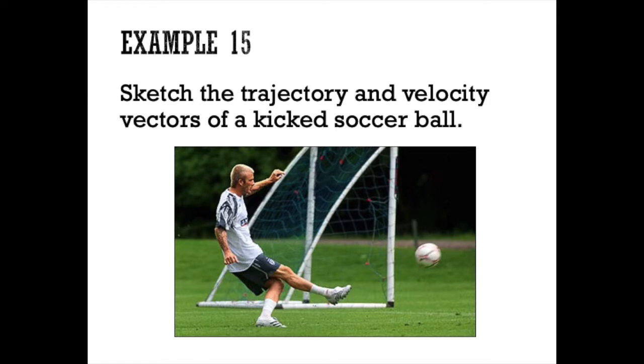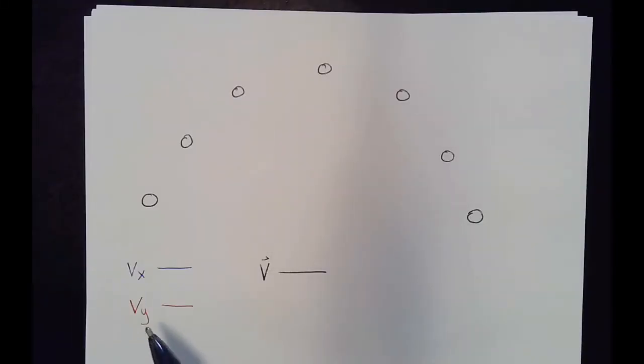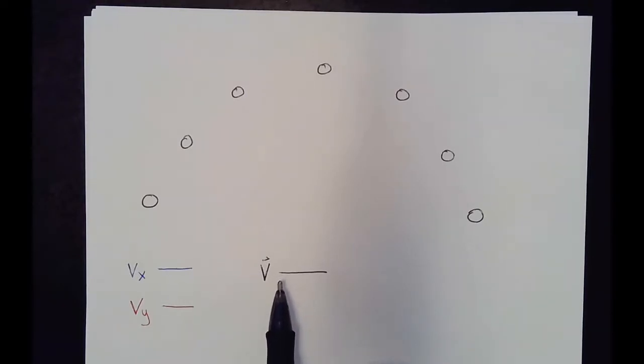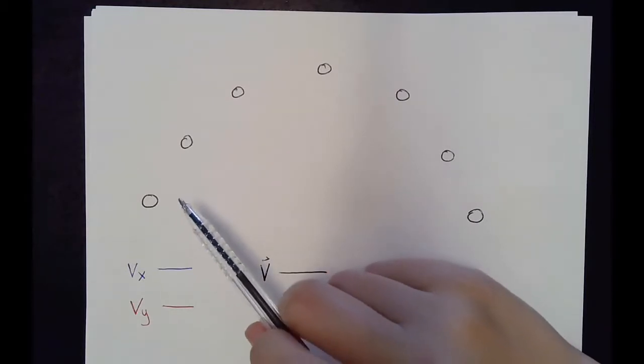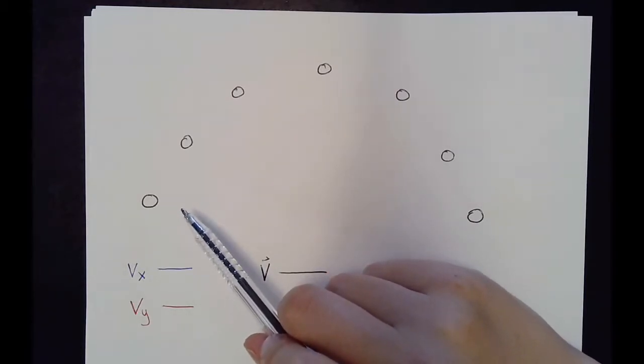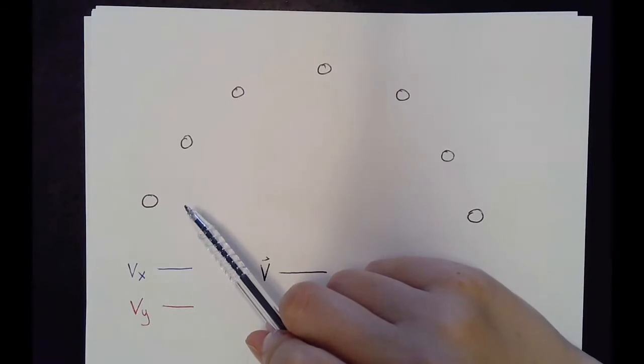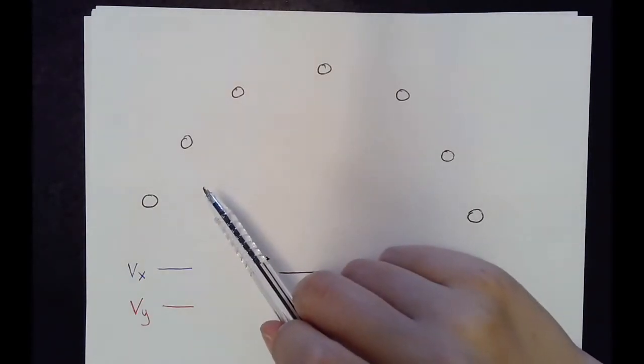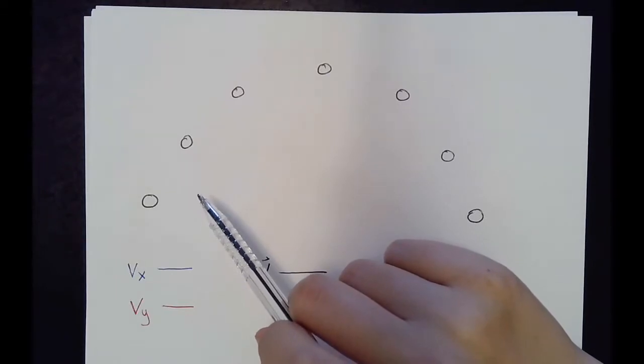Example 15, sketch the trajectory and velocity vectors of a kicked soccer ball. I'm going to use a color coding here, so the x components are in blue, the y components in red, and then the velocity vector, the full vector, will be in black. So one thing we know is that this is a projectile, so it's only experiencing an acceleration in the y direction. Once it's released into the air, even if it's kicked like this at an angle, only gravity is acting on it, which means it only experiences that negative 9.8 meters per second squared acceleration in the y direction.